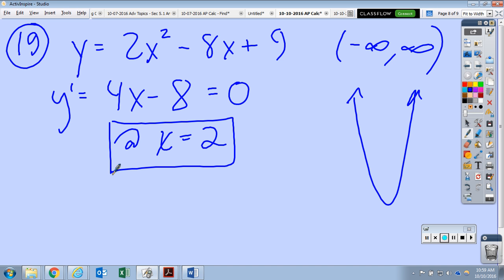So at x equals 2, we have the point. Plugging it back in, you have 4 times 2 is 8, so it's 8 minus 16, which is -8, plus 9 is 1. So that's one of them, the value of it being 1.